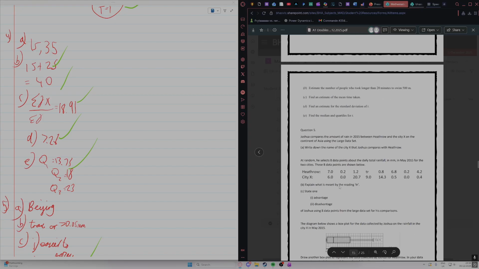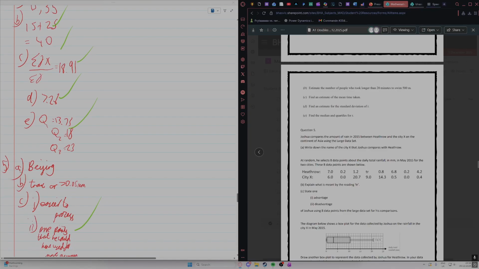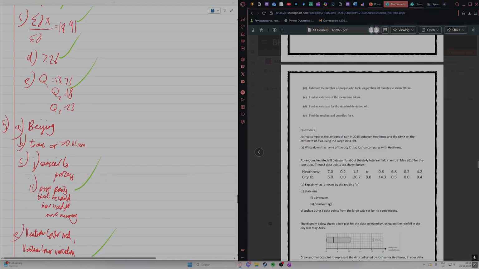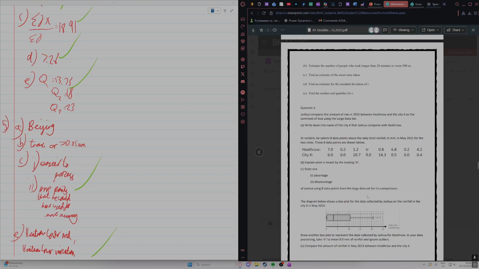Next, we got my favourite question on the large data set, obviously. Well, it's saying that x is a city on the continent of Asia, and we know from the large data set that the only city in the large data set on Asia is Beijing. TR means trace or less than 0.05 millimeters of rainfall. And they always like doing this, so the reason why they use only 8 data points, well, it's easier to process, but there could be more points for more accuracy. That's the pros and cons.